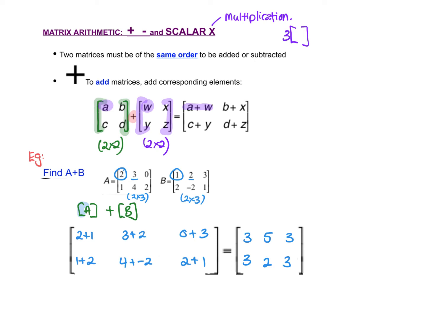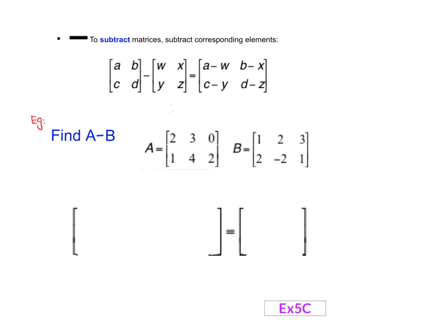So you can see your answer will also have the same order, won't it? And it should be because we're adding the same spot. So now that we've done that, what do you think we do when we subtract? We'll just take away from the same spot. So we'll just minus the same spot.